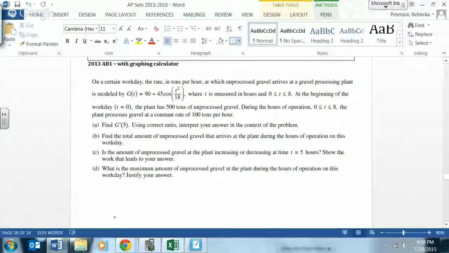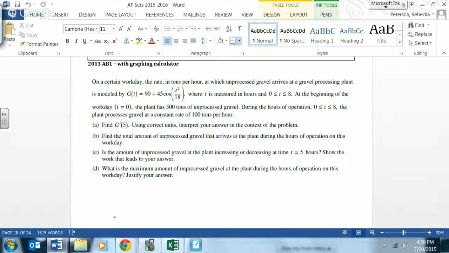Okay, so hopefully you have it in front of you, but it says on a certain workday, the rate in tons per hour at which unprocessed gravel arrives at a gravel processing plant is modeled by G of T, where T is measured in hours and it's between 0 and 8. At the beginning of the workday, T equals 0, the plant has 500 tons of unprocessed gravel. During the hours of operation, the plant processes gravel at a constant rate of 100 tons per hour.